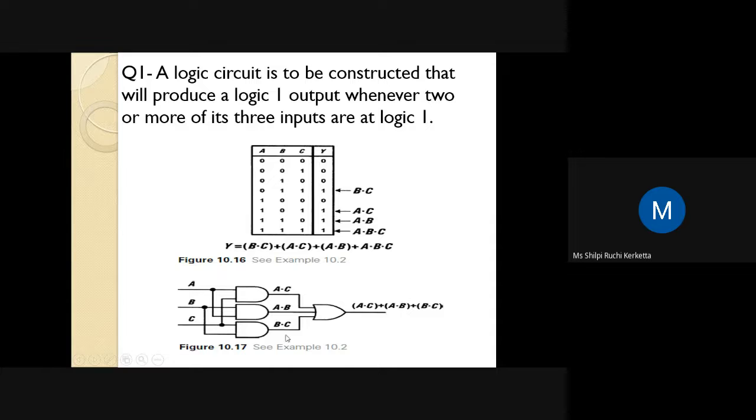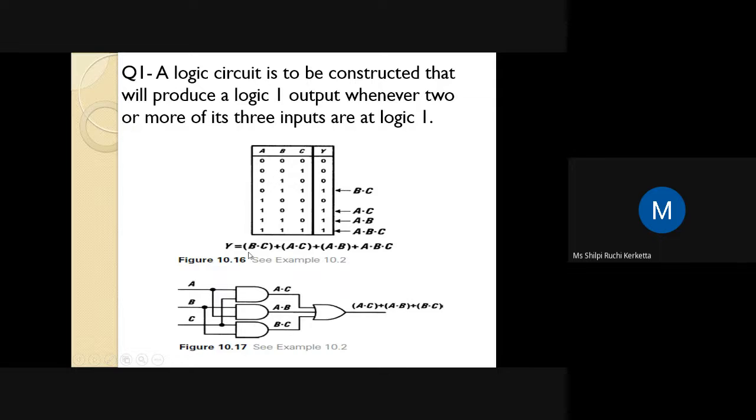So this is the first AND gate. This is for AC, so we have taken A and we have taken C. The second part is AB, so we have taken this second AND gate for AB. We have taken A and we have taken B, so our output is coming as AB. In this third circuit we are getting BC, so we have taken B from here, and we have taken C directly from here. So we are getting BC.